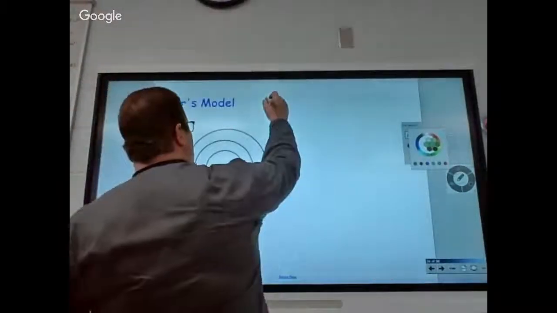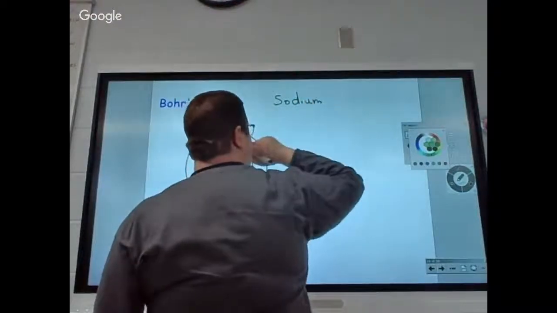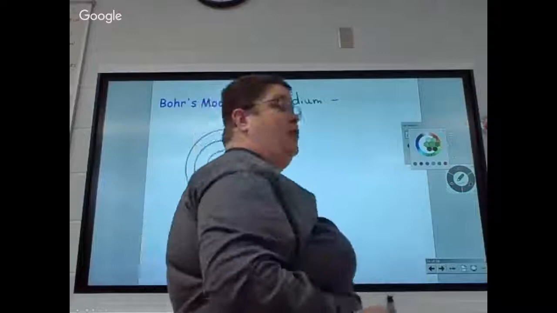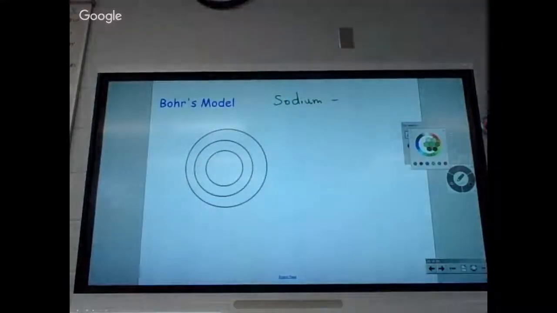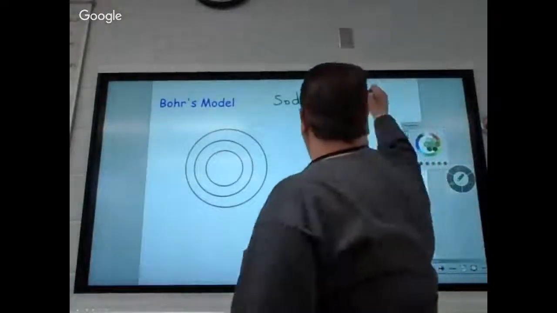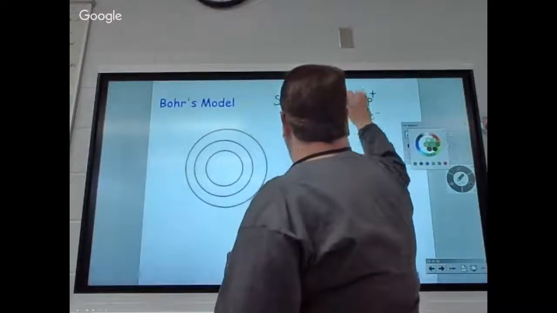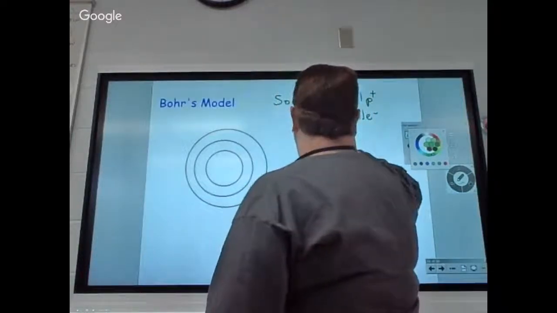So, let's just say that we have sodium. Okay? A sodium atom has how many protons? This is review for those of you who forgot. 11 protons. Okay. How many electrons? 11. All right. And let's just say for the sake of argument that its atomic mass is 23. So how many neutrons are we going to have?